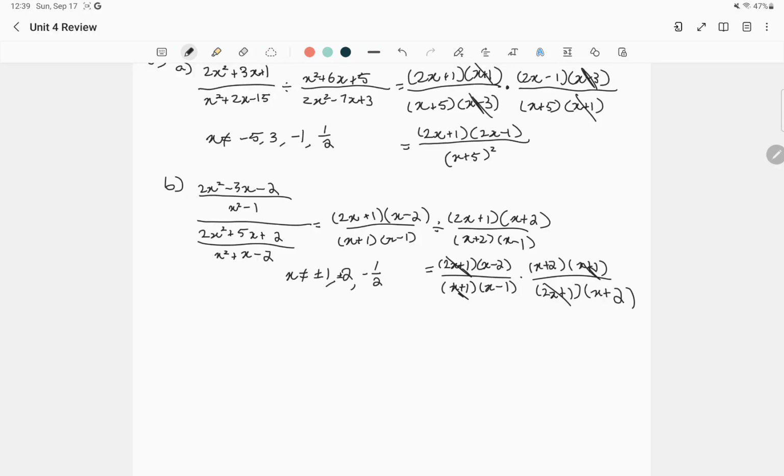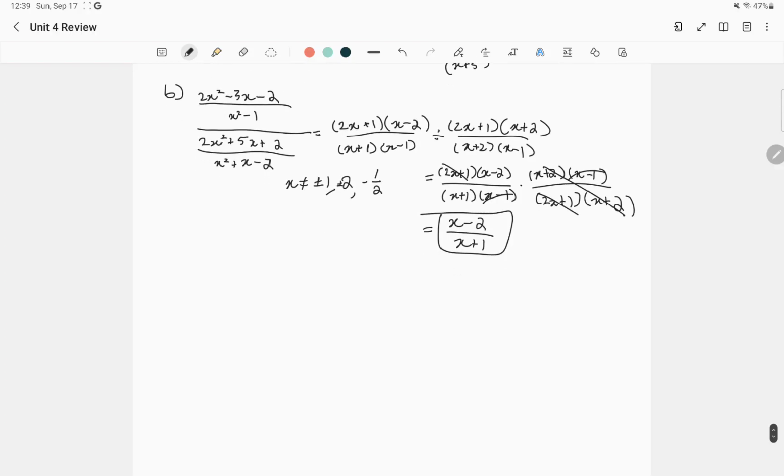x plus 2, x minus 1, and then these will not end up canceling actually. Actually the 2x plus 1 still cancels, but now this x minus 1 and x minus 1 cancel, and then these cancel out. So this actually gets some more canceling done, which is nice, and this is our final answer.